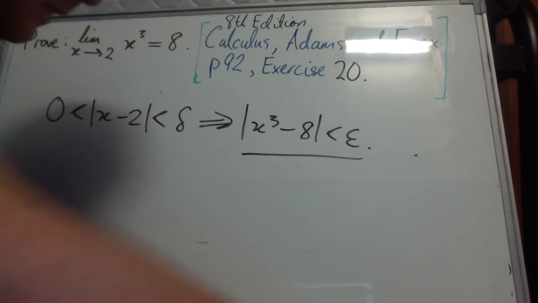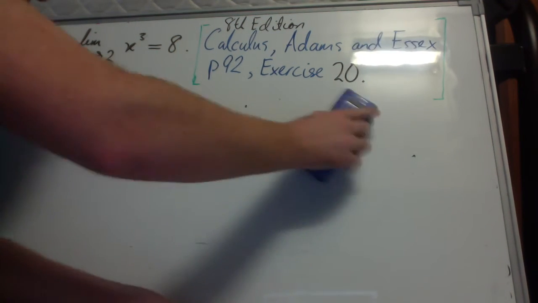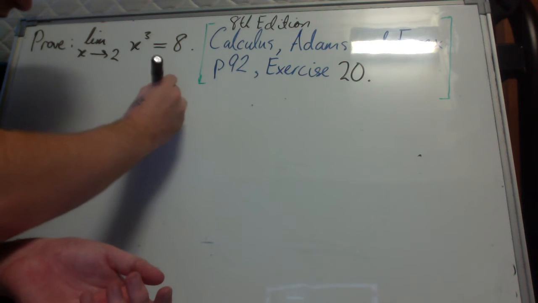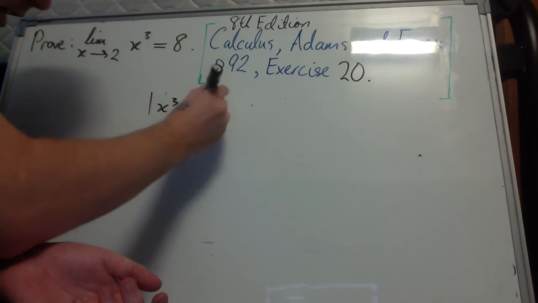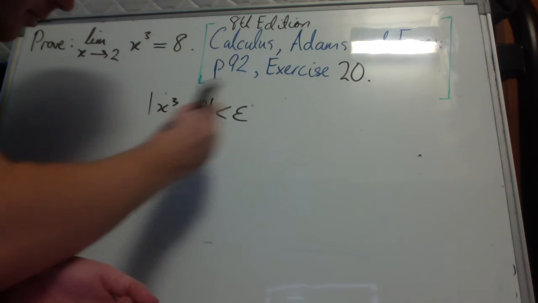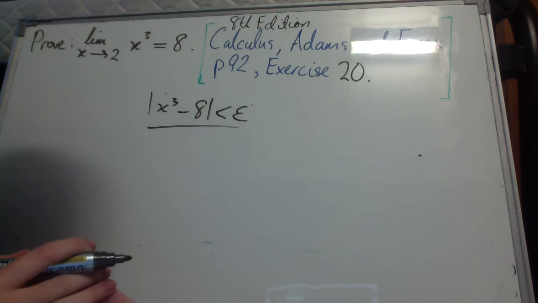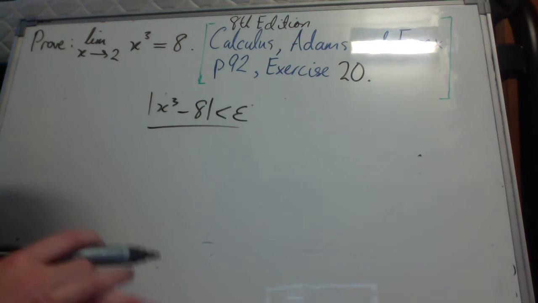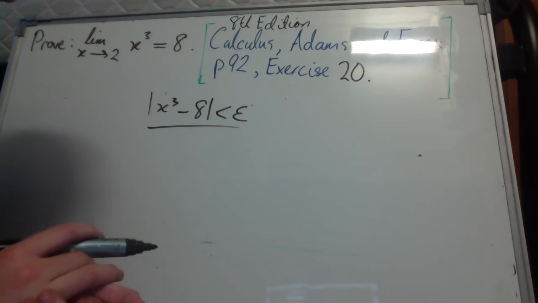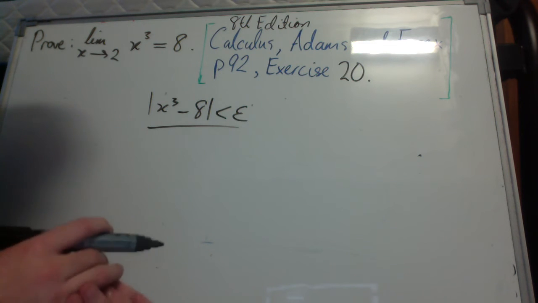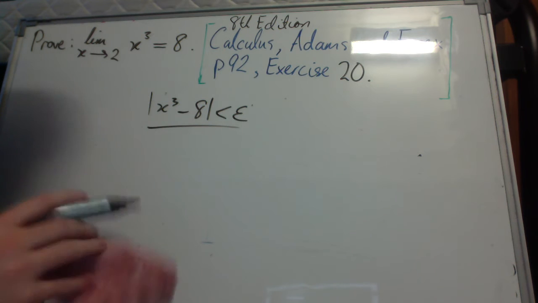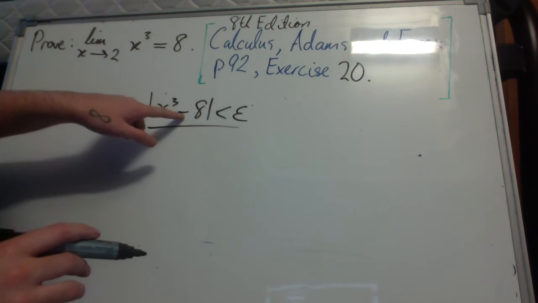Okay. The absolute value of x cubed minus 8 less than epsilon. The first thing you want to notice is that this is a difference of 2 cubes. The rule for expanding a difference of 2 cubes is pretty simple, but it depends on whether this is a plus or a minus.